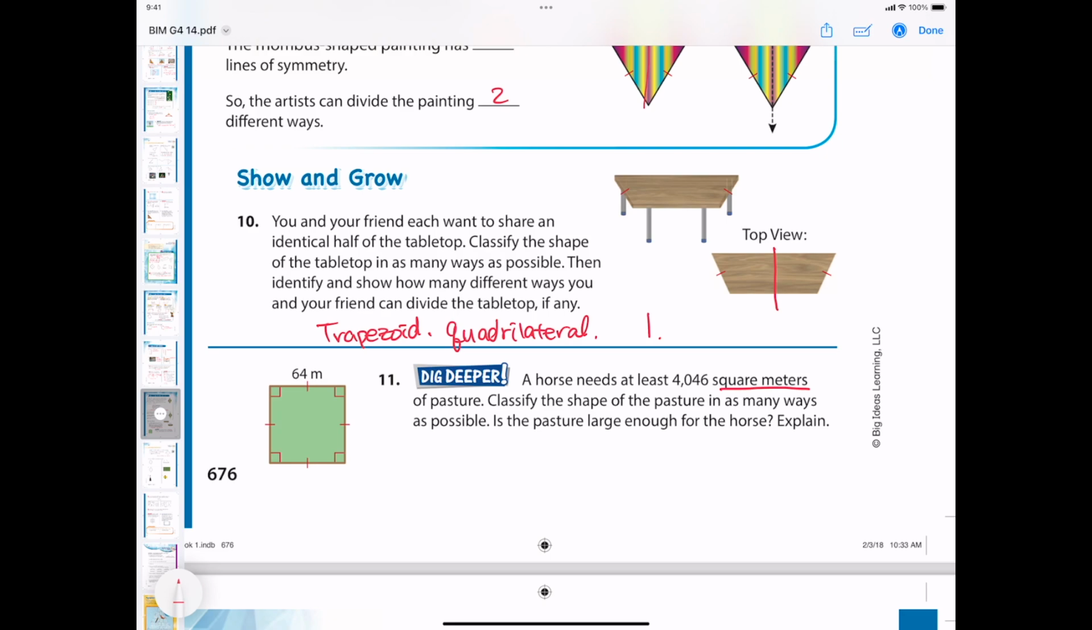Okay, now let's classify this one. It has only what? All four sides are equal. That means what? Square. Squares are what? Quadrilateral first. That means what? Rhombus. Everything but trapezoid, I said, right? And it means what? Parallelogram. And also it can be rectangle.